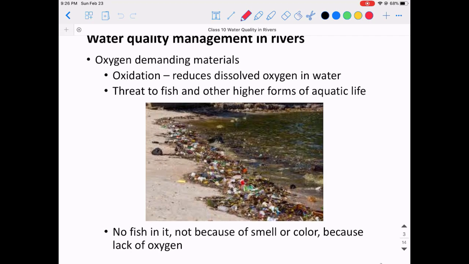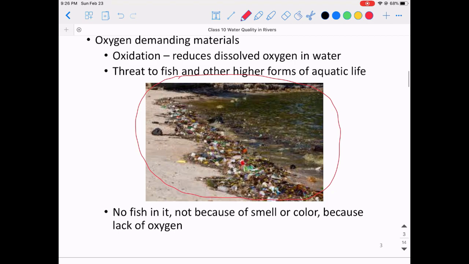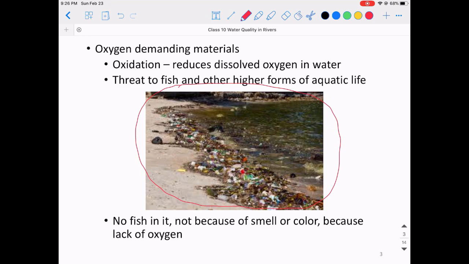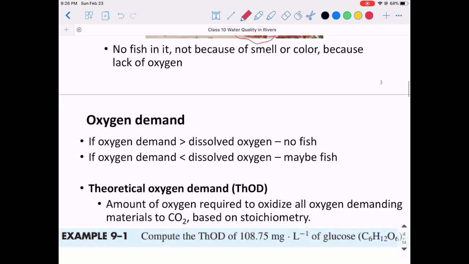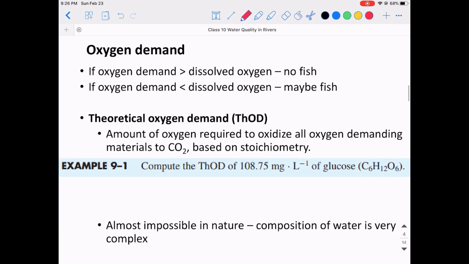For example, if we saw a lake or some water that looks like this, we can directly guess that there are not many lives in the water, right? It is not because of the smell or the color of the water. It is actually because of the lack of oxygen, because there are a lot of oxygen demanding materials in the water, right? So then we know the definition of the oxygen demand.